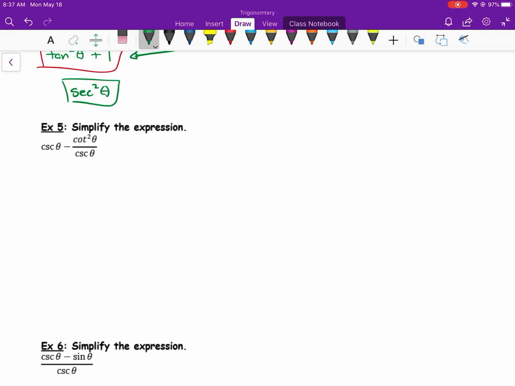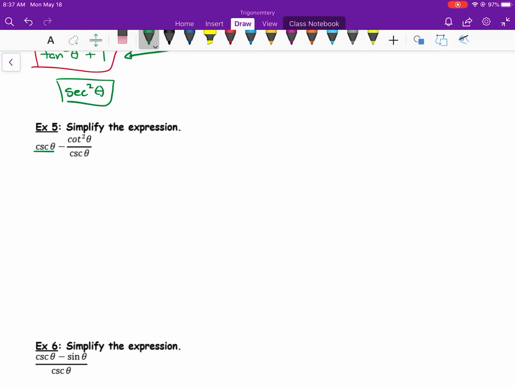Okay, example 5. You have cosecant of theta minus cotangent squared theta divided by cosecant. So let's see if we can make common denominators and add them together. So over 1, which means I need to multiply top and bottom by cosecant. So it gives me cosecant squared of theta minus cotangent squared of theta, all divided by cosecant of theta. That's ugly.